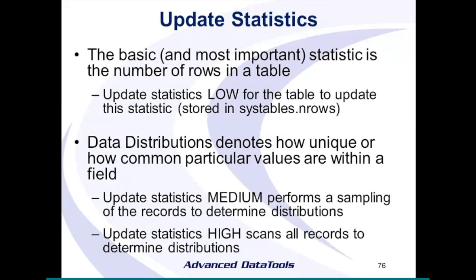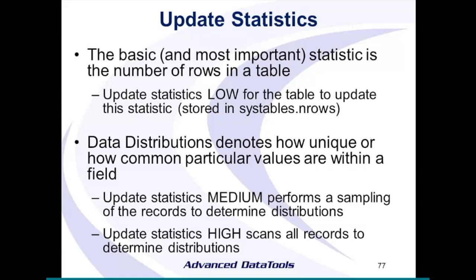The basic statistic, and the one I think has the biggest impact on performance, is update statistics low, which simply keeps account of how many records are in each table. You can imagine how you're going to get poor performance if Informix thinks a table only has a few records when really it's got millions, or vice versa. Informix may well not choose the right access path when hitting that table. So that's updated when you run update statistics low. When you run update statistics medium or high, Informix will look at the columns and how they're distributed, how common particular values are within a particular column within the table.